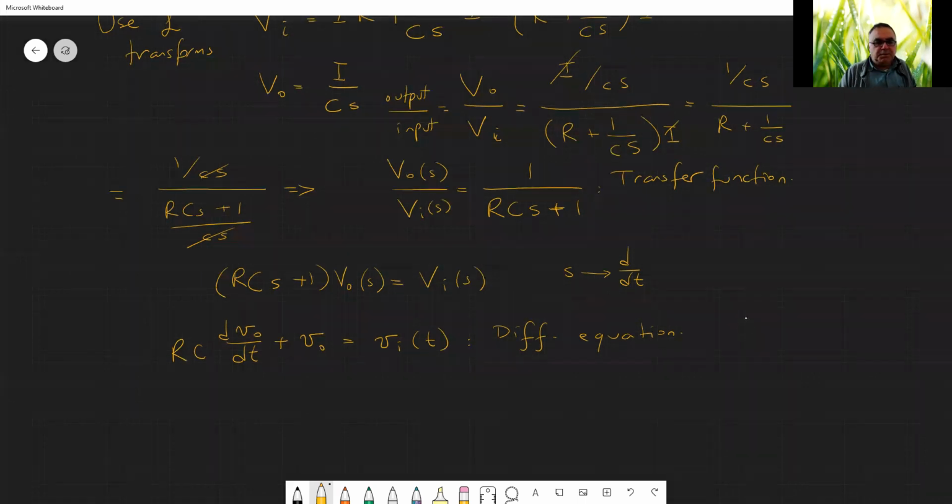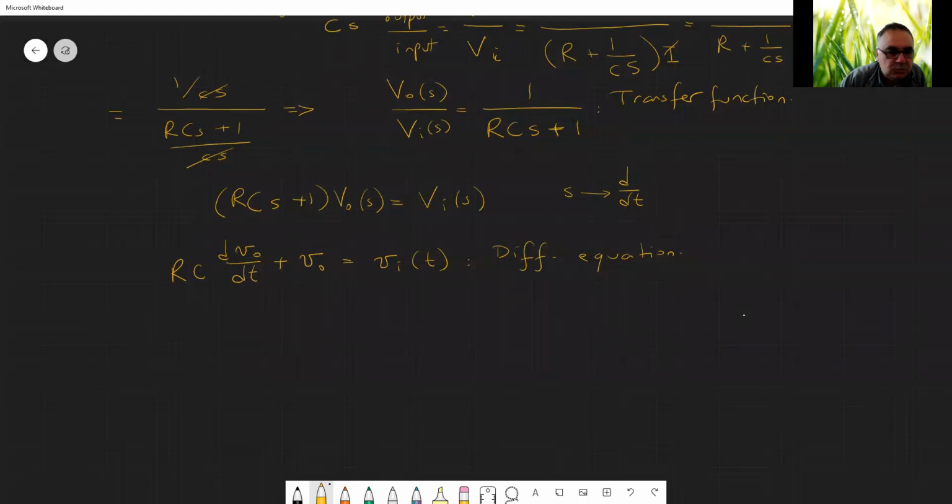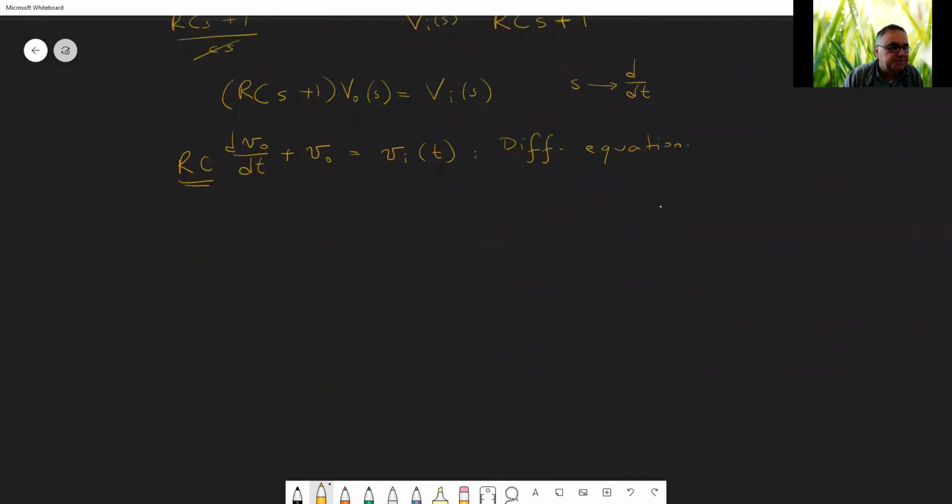There is only one parameter in the differential equation. Well, there are two, but one thing, the multiplication of R and C, gives you what, as we will see, is called the time constant of this system. So this is the equation that describes this system. It is a first order differential equation, and the transfer function of the system is of first order as well.